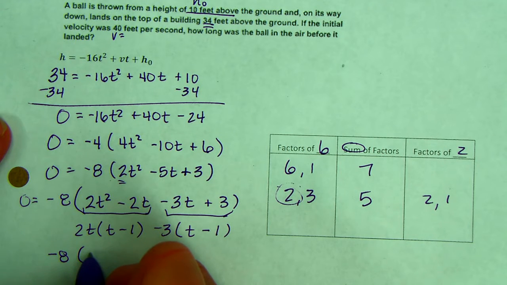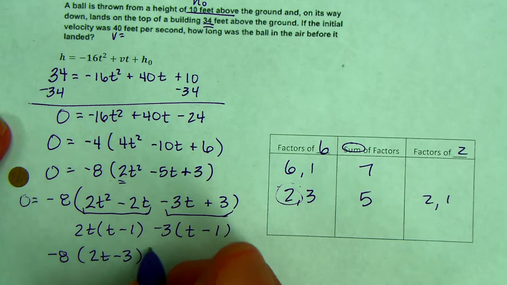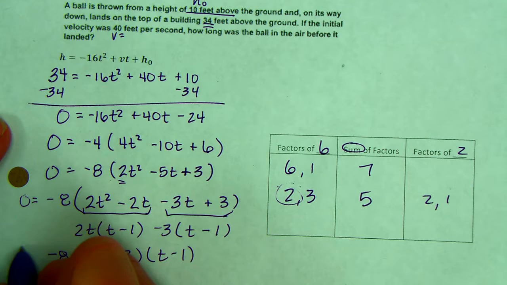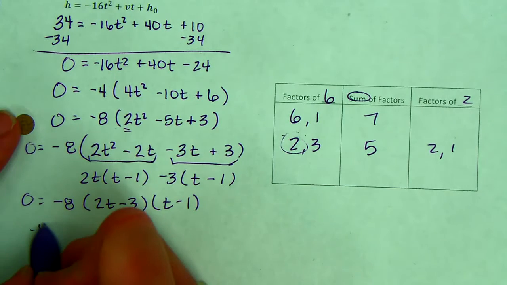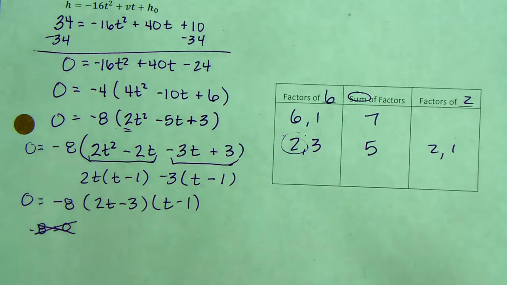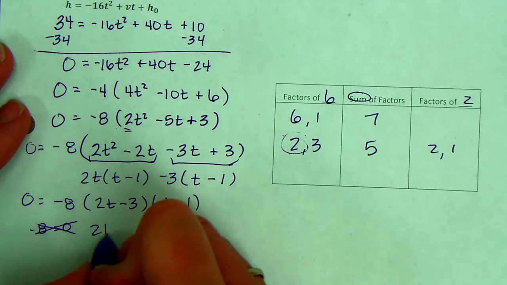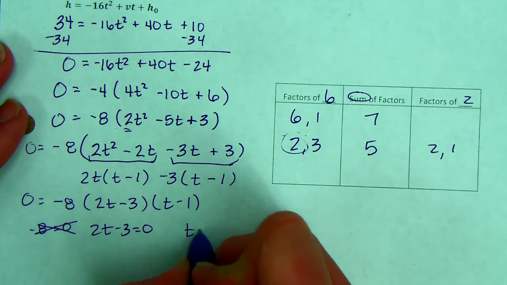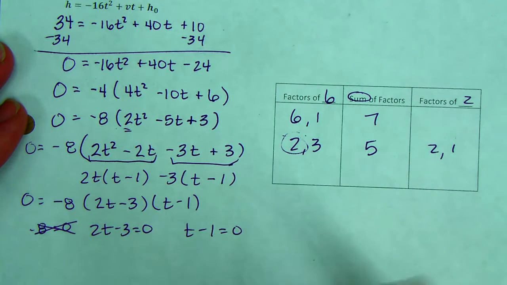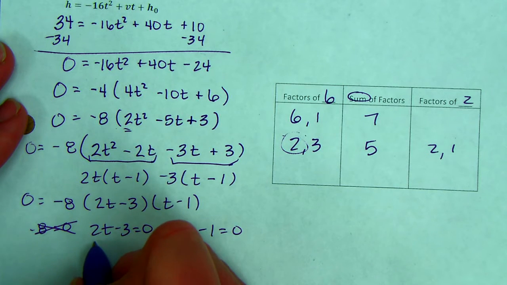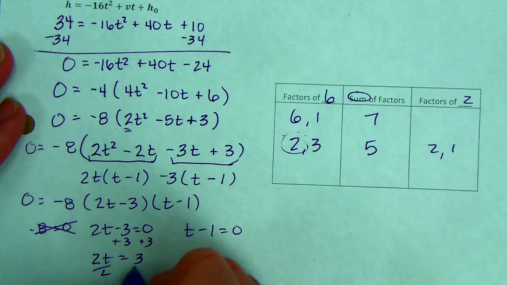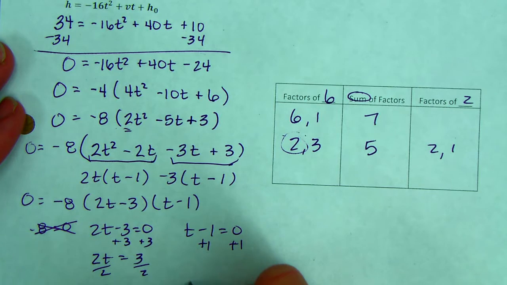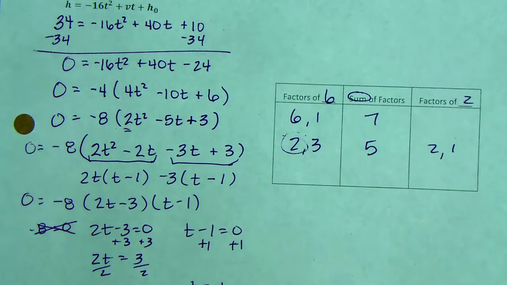I'm going to set each of those factors equal to 0, except negative 8, because if I set negative 8 equal to 0, that's not going to give me an answer. But 2t minus 3 equal to 0 and t minus 1 equal to 0, solve each of them. Now, I have 2 answers. They are 1.5 seconds and 1 second.